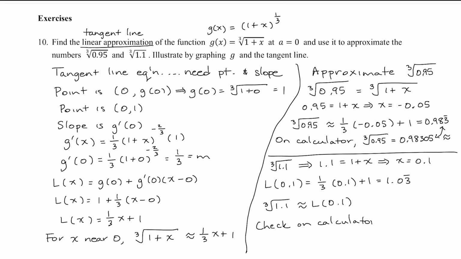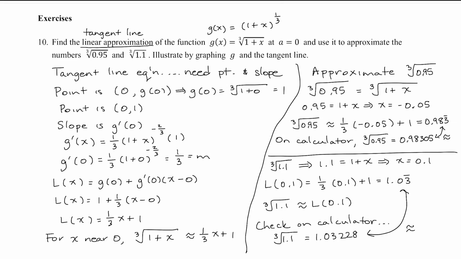So if you do on your calculator, what is the cube root of 1.1? It gives you 1.03228. Again, I would pause the video and do that on your own calculator just to make sure you're getting it. So again, these are approximately equal. So what we're doing is we're estimating a cube root value by using the tangent line.